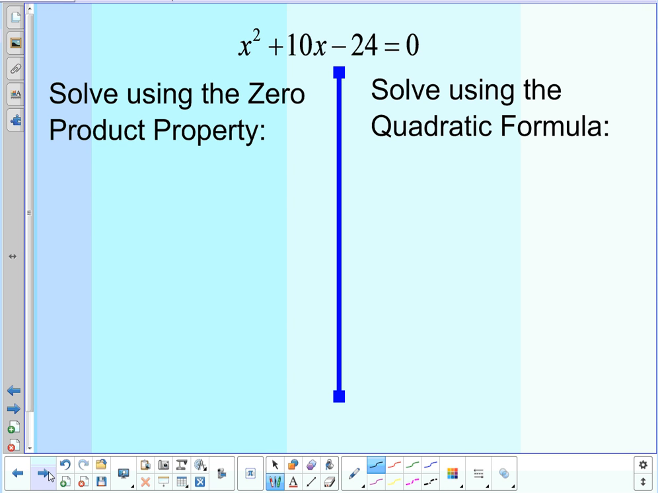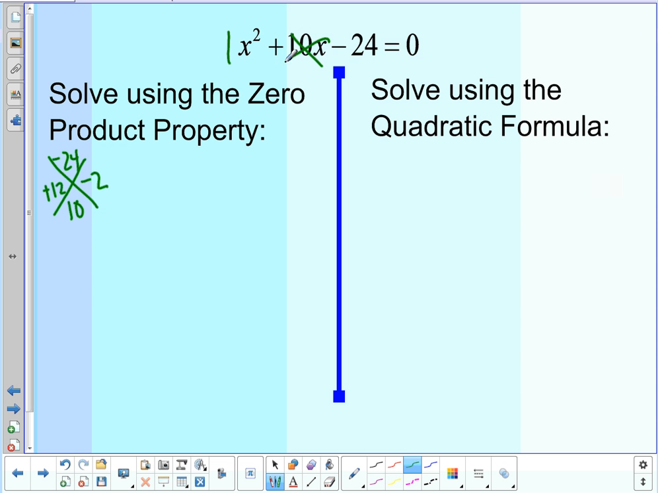So flip over to the bottom of that page. In this question, we have x squared plus 10x minus 24. And I want to do both again: solve using the zero product property and solve using the quadratic formula. So if I solve using the zero product property, 1 times negative 24 is negative 24. And my middle term, b term, is 10. The two numbers that are going to give me that are going to be, no, I'm sorry, positive 12 and negative 2. Positive 12 times negative 2 is negative 24, and 12 minus 2 is 10.